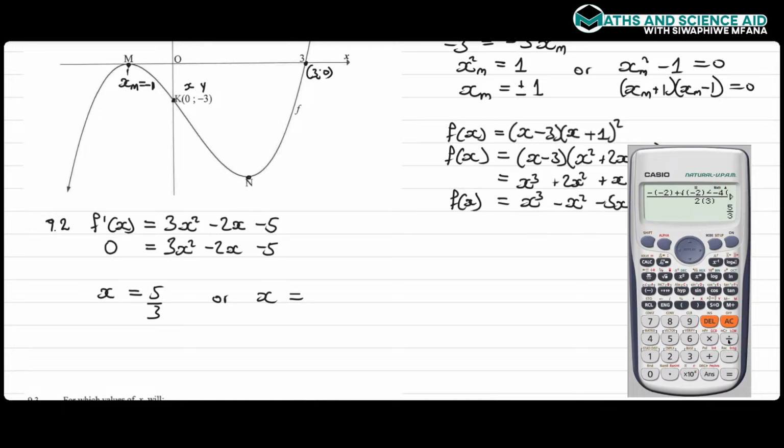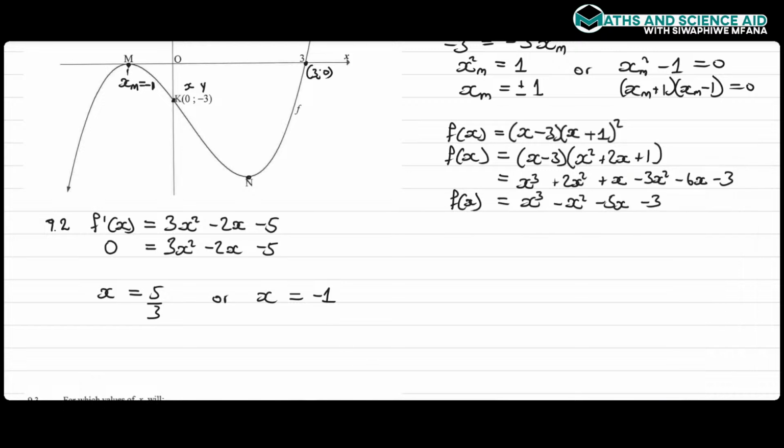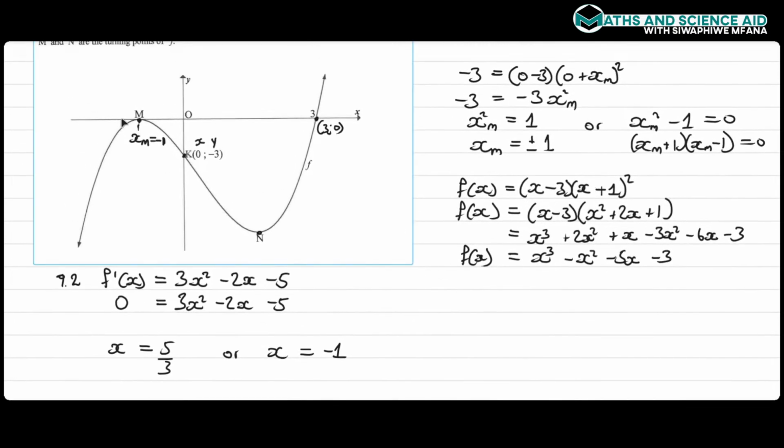equals, so let's just change that positive to a negative and see what we get. As you can see, we get negative 1. So this makes sense because it's also giving us confirmation regarding what we said about m. We had already identified that the x value of point m is negative 1. So this negative 1 here refers to this turning point.